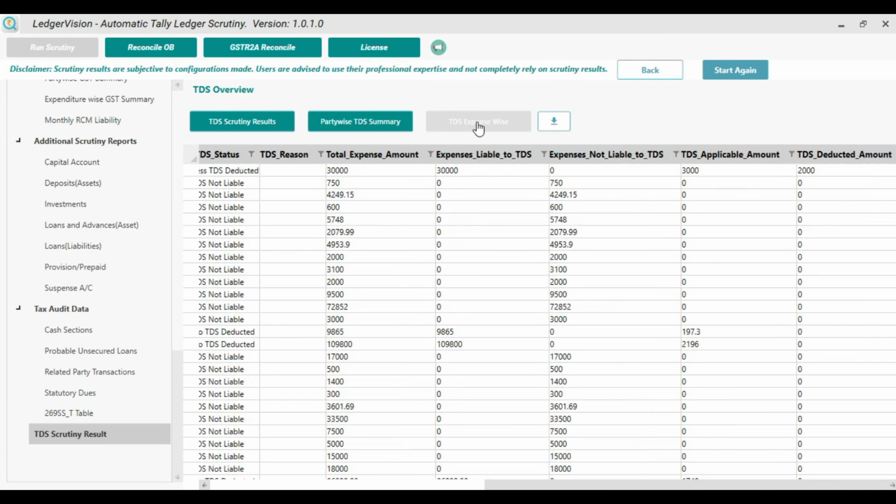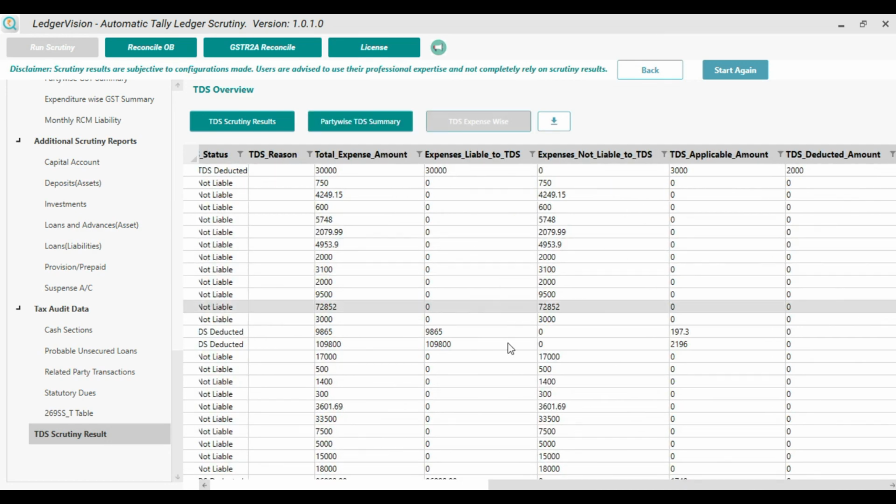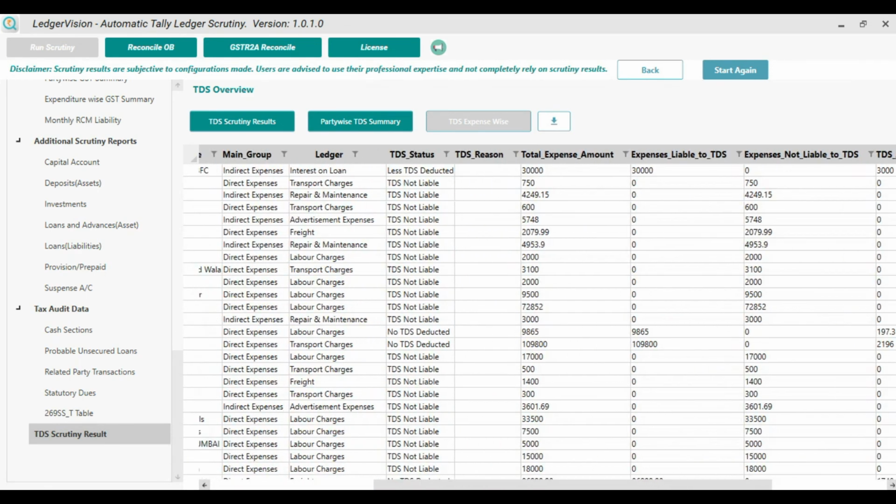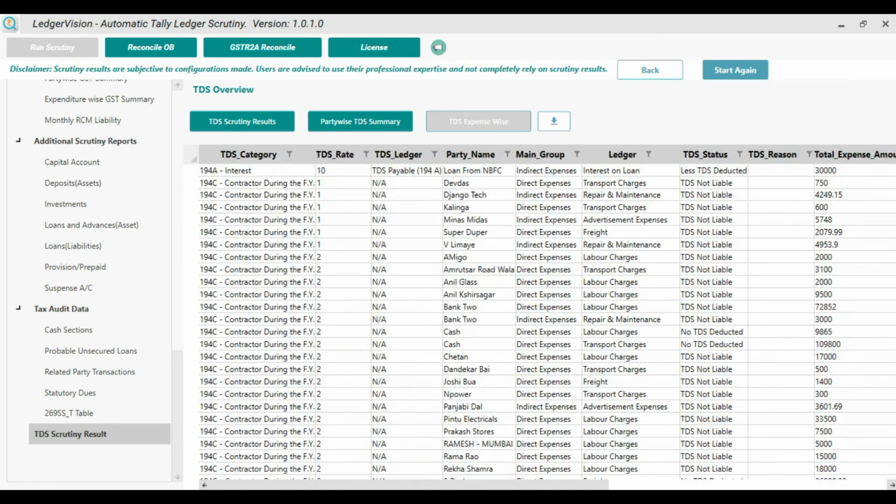And next is the TDS expenditure and rate wise report. So this is a very important report. The categories of TDS are given, rates of TDS are given, parties are also given, and importantly expenditure ledgers are also given, and the TDS status is also given. So you can download this report to Excel, and with the help of these filters you can have your 34A table also.